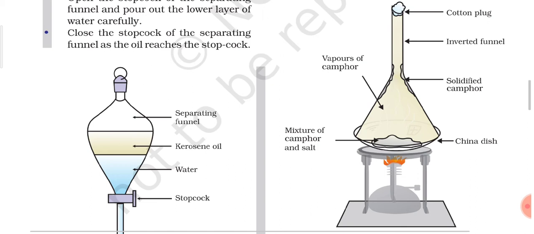The reason is that the lower part which is attached to the china dish is quite hot, but when you move towards the stem of the funnel, which is far away from the source of heat, it is quite cool in nature, and that is why when these vapors of camphor reach the stem of the funnel, they solidify again. So this is so simple, you can easily understand all these separation methods and techniques with the help of the figure itself, and you just have to remember what kind of mixture is given, and for that particular mixture what kind of separation method or technique you have to apply.